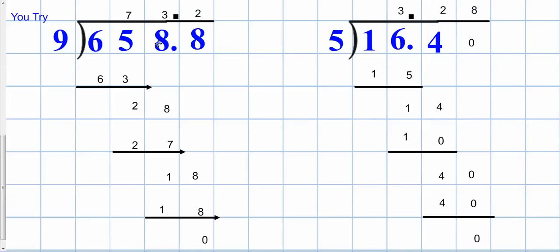All right, so here's what I came up with. For 658 and 8/10 divided by 9, I came up with 73 and 2/10. 7 times 9 is 63. 65 minus 63 is 2. Bring down my 8. Sorry, I forgot to put my arrows down here.